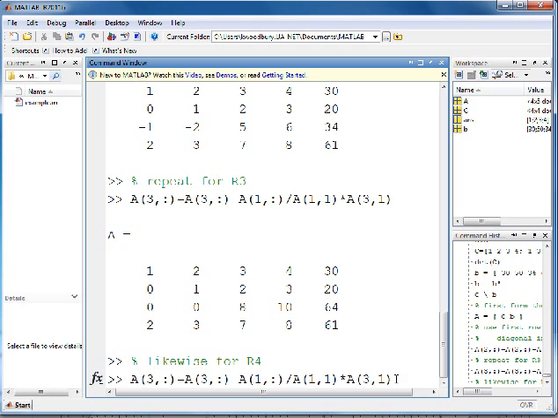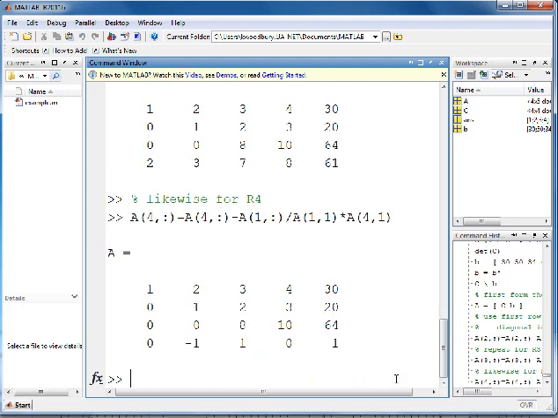So I use the up arrow command, bring that back up, and now I'm going to operate on row 4. This part doesn't change. We're still using row 1, and we have to normalize row 1 by that first entry 1, 1. But now we need to multiply by 4, 1. There you go. So we do all those steps, and now we've got zeros all in the first column. So now life is good.